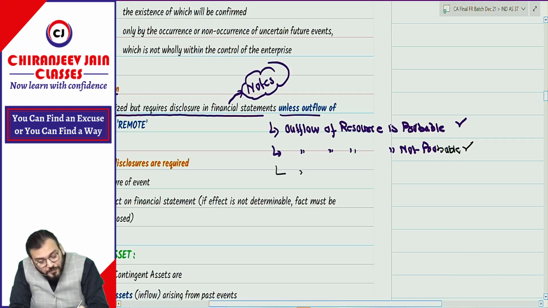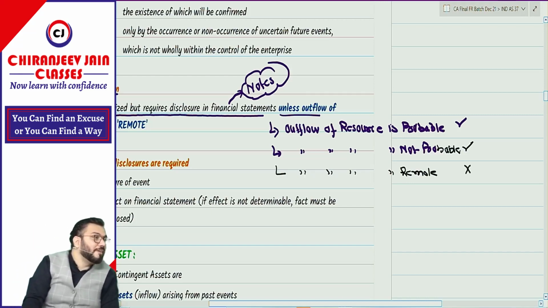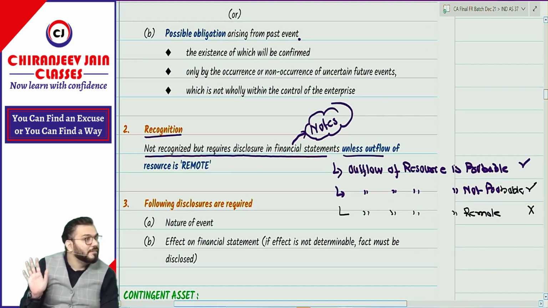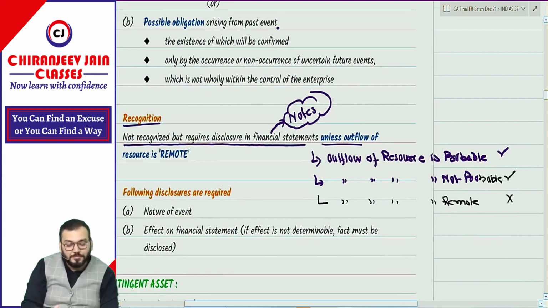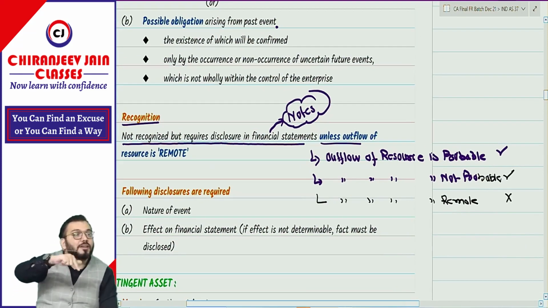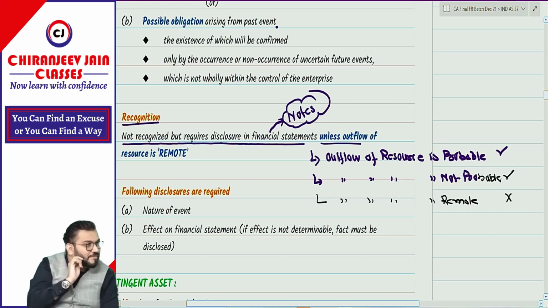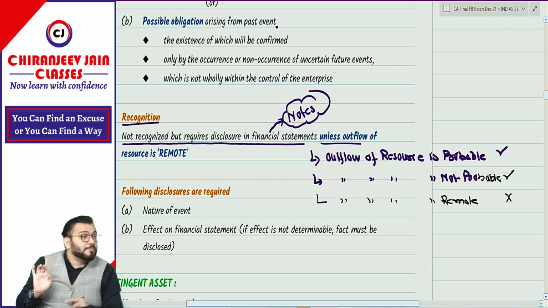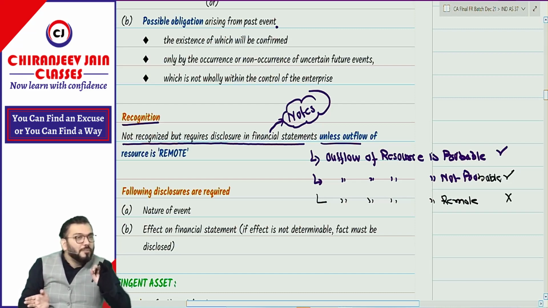But if outflow of resource is remote, then ignore it. Then contingent liability disclosure is not required. You can ignore it. Totally ignore it. Simple. Probable, not probable, remote. Probable, not probable, remote. Understood? But possible obligation, you can say, possible obligation is what? Not probable. Correct now? Understood? Have you understood this point?